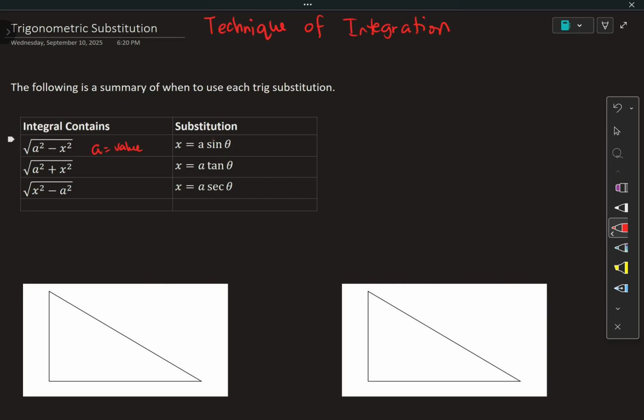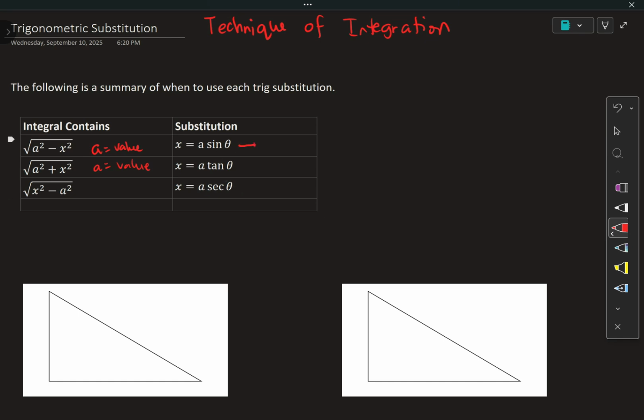And if we have a squared plus x squared, where a is a value, we will let x be equal to a tangent theta. If we have the square root of x squared minus a squared, which is the opposite of a squared minus x squared, then that would be secant theta. So we will be using the substitution x equals a secant theta.